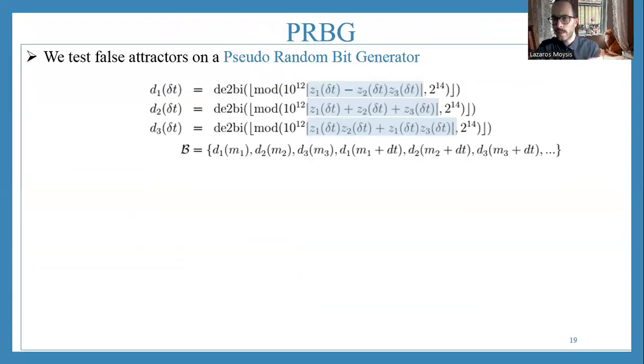Now, to test our false attractors, we did one more application, very common to encryption, a pseudo-random bit generator. This is a cornerstone in chaos-based encryption using random bit generators. So we designed one here just to test our false attractors. And I have here a bit generator that generates 42 bits per iteration.